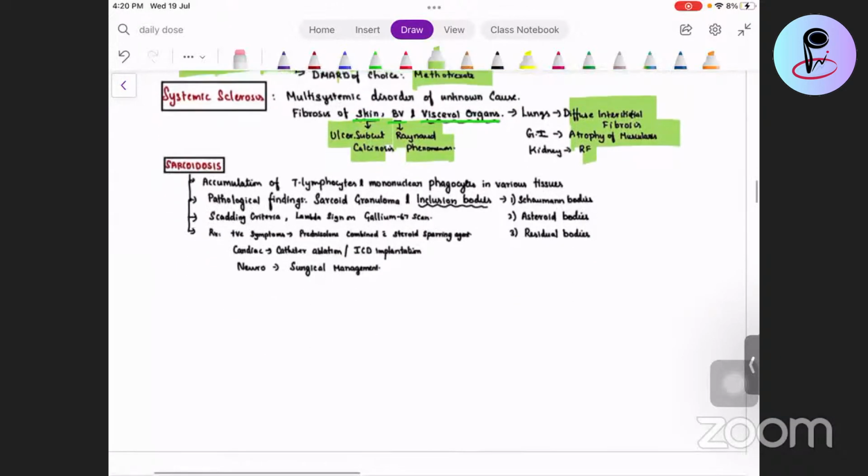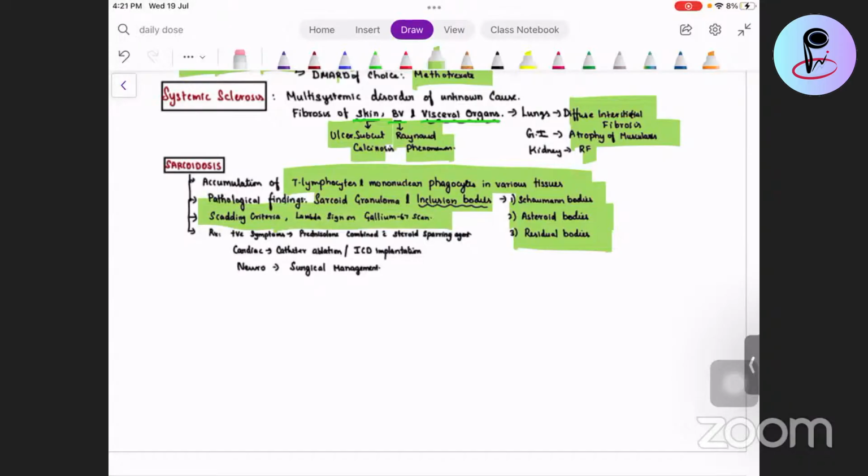Then you have sarcoidosis, accumulation of T cells and mononuclear phagocytes in various tissues. Pathological findings: sarcoid granuloma, and inclusion bodies will be there. What type of inclusion bodies? Schaumann bodies, asteroid bodies, and residual bodies. And the Scadding criteria, and lambda sign on gallium-67 scan.